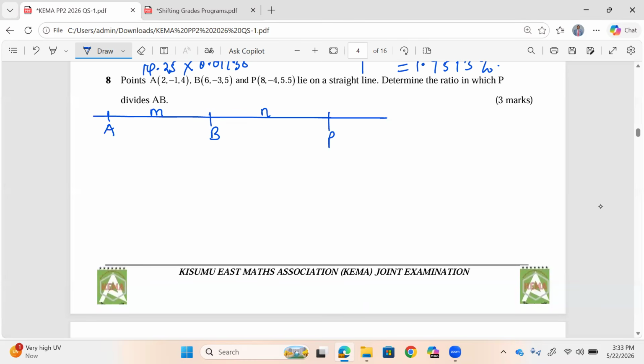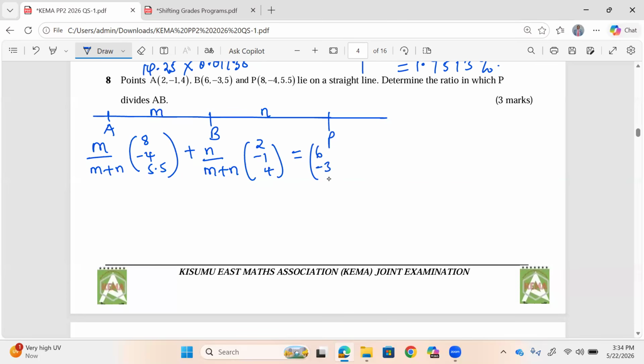Then according to the ratio theorem, when we pick the ratio M out of the total proportions, both unknown, we multiply by the coordinates of P, because we are picking M, and that is 8, -4, 5.5. Then we pick ratio N out of the total proportions, and after picking N, we multiply by A, which is 2, -1, 4. We should get the coordinates of B.